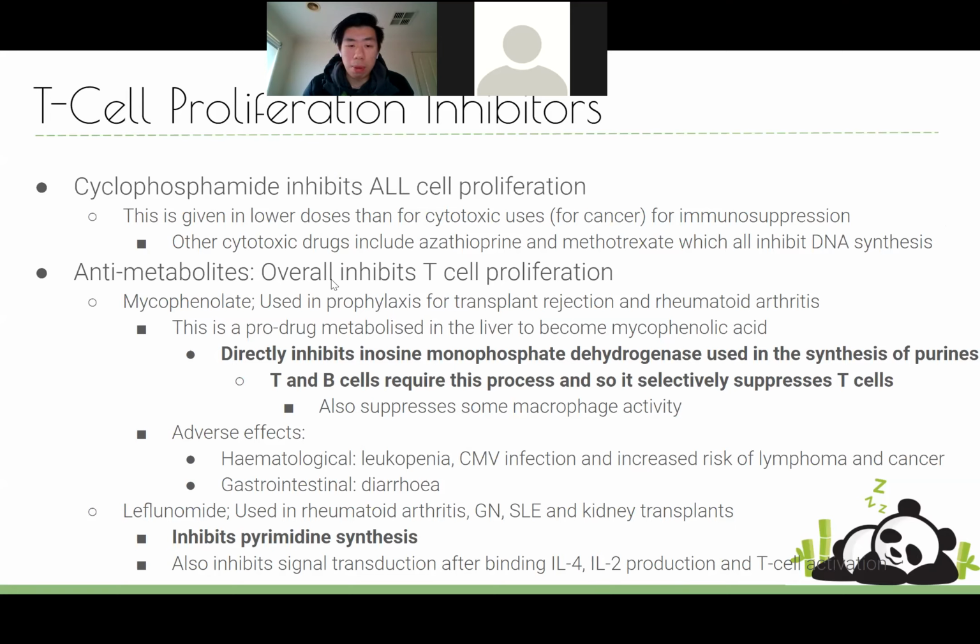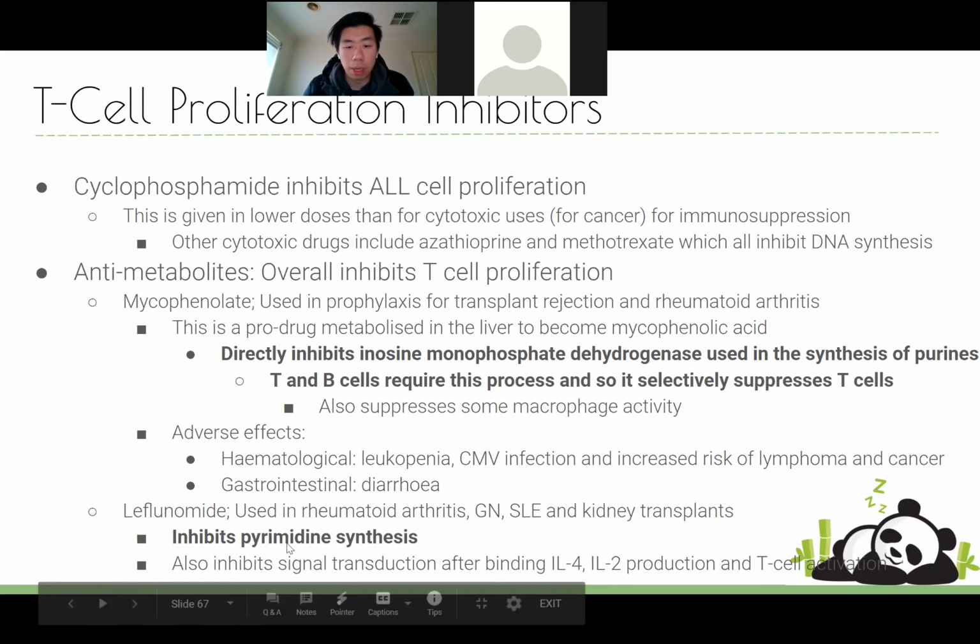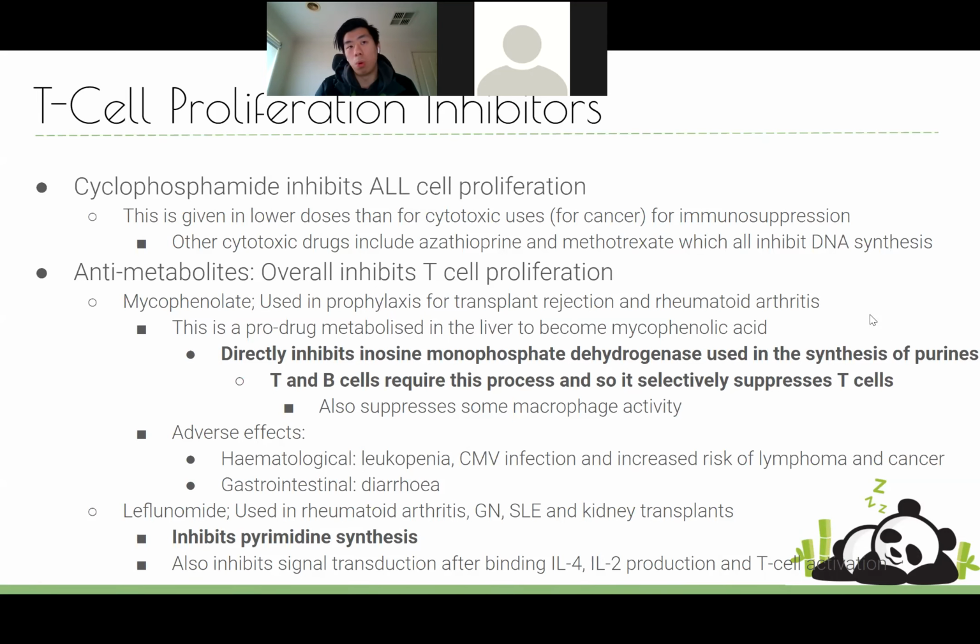You also have anti-metabolites. So these overall inhibit T cell proliferation. Now, whilst that doesn't make super heaps of sense, because these anti-metabolites are used in all cells when they reproduce or replicate, such as pyrimidine and purines, T cells will need it more. And because they replicate faster and need it more, they'll be more affected. And so they are overall selectively targeted and inhibited by that.